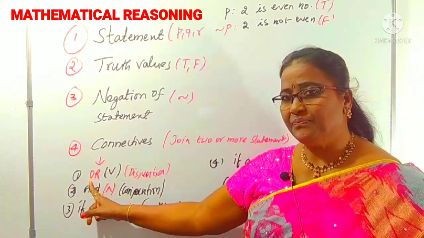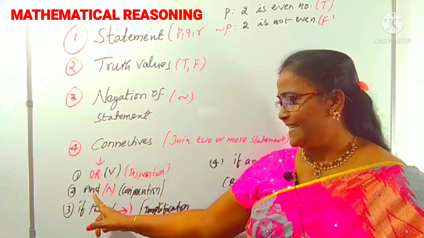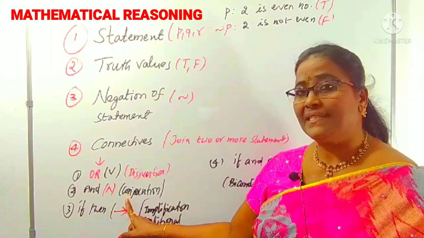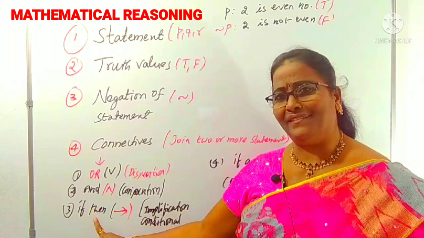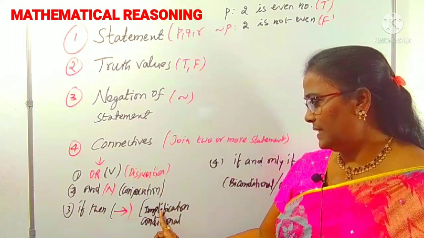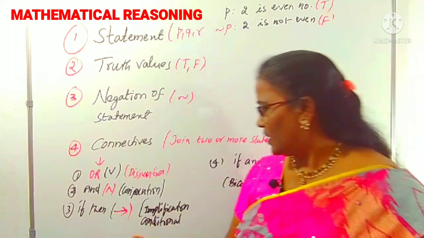First one is OR, symbol is V. This is also known as disjunction. Second one is AND. Its symbol is reverse V. This is called conjunction. If then, its symbol is a one-sided arrow from left to right. This is known as implication or conditional. Next, what is the next one?